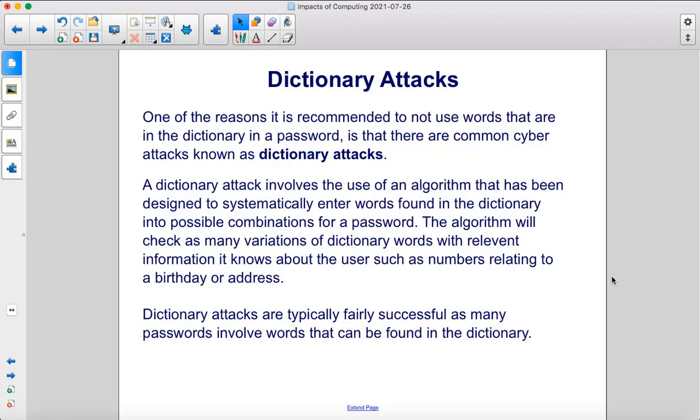The algorithm will check as many variations of dictionary words with relevant information it knows about the user, such as numbers relating to a birthday or address. Dictionary attacks are typically fairly successful, as many passwords involve words that can be found in the dictionary.